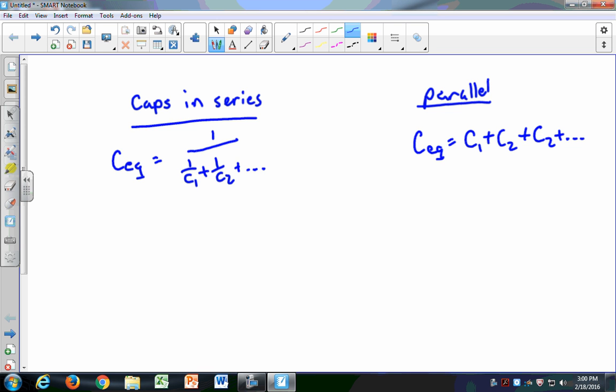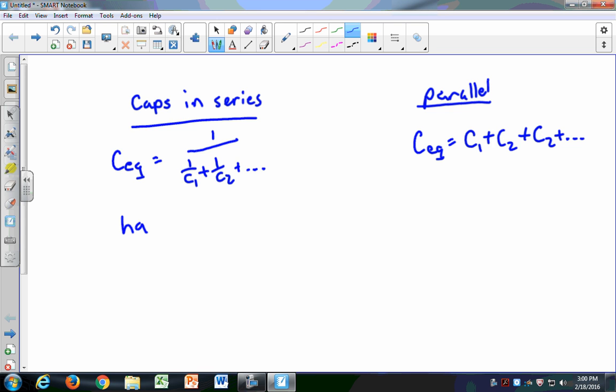And you probably have done, have you done the resistor lab yet? Yeah. So you saw that with resistors it switched. With resistors in series, you just add up the resistances. For resistors in parallel, you do the whole inverse thing. So that's one thing that's different with resistors. But a lot of the other stuff is the same.